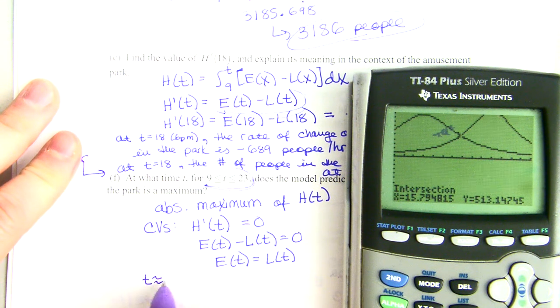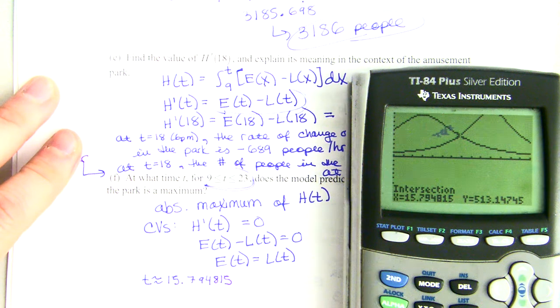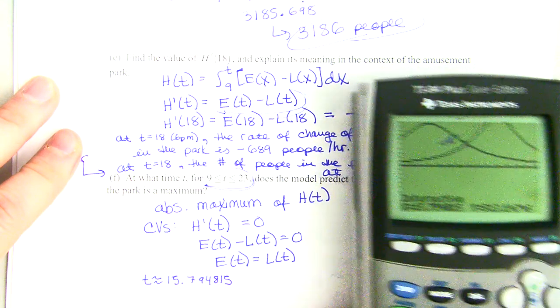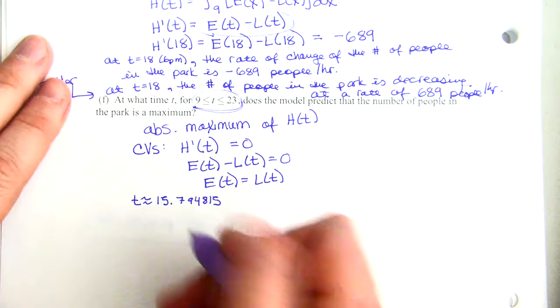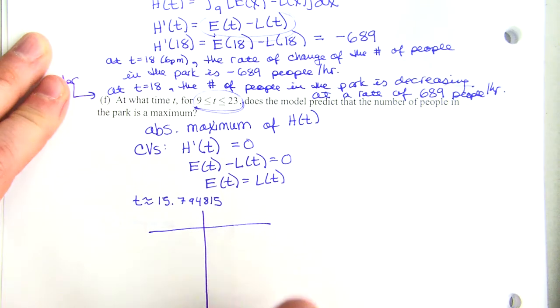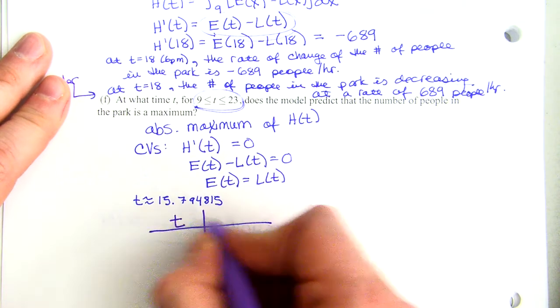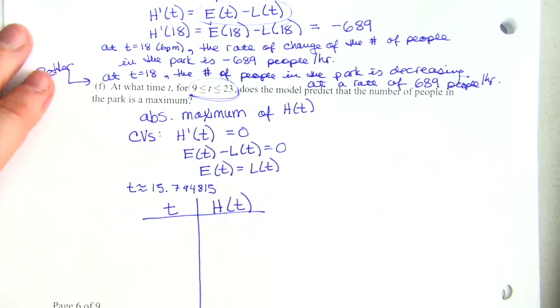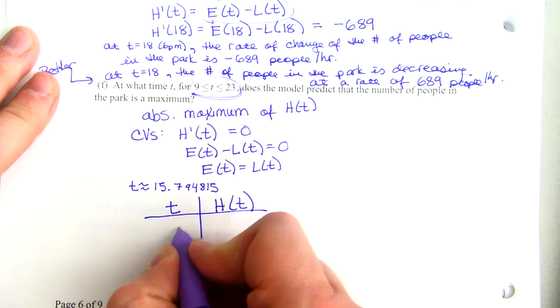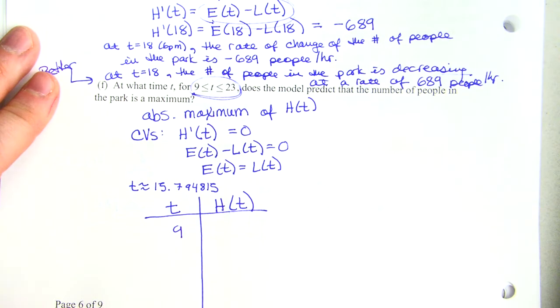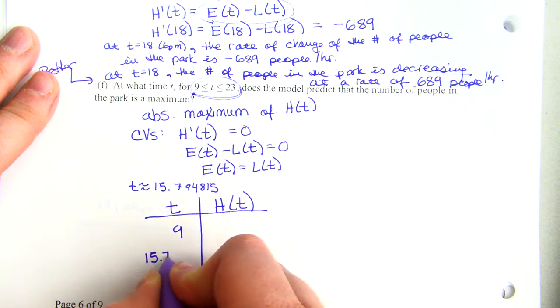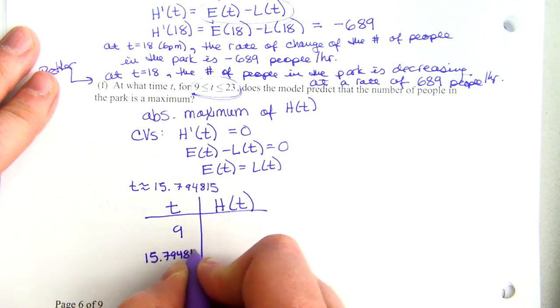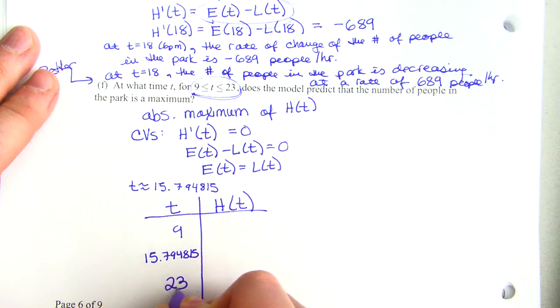How about I just write down everything I see on the screen? T is about 15.794815. And that's my critical value. I want to figure out the absolute maximum value. I have T and I have H of T. I want to figure out how many people are in the park at the endpoints at time 9, which is easy, I actually already know that one, at time 15.794815, and then when they close at time 23.